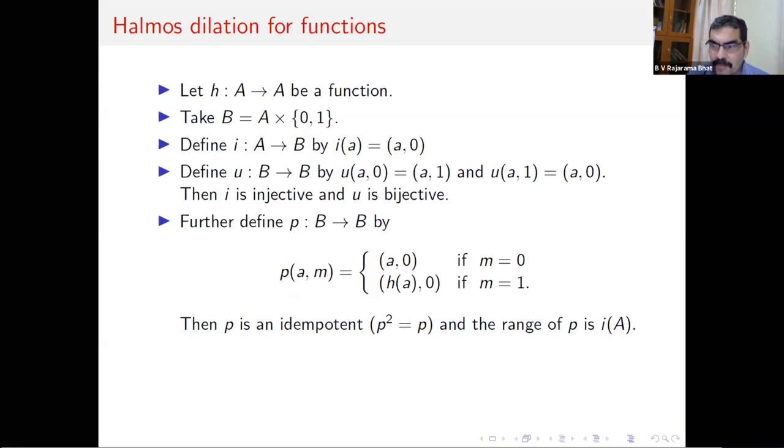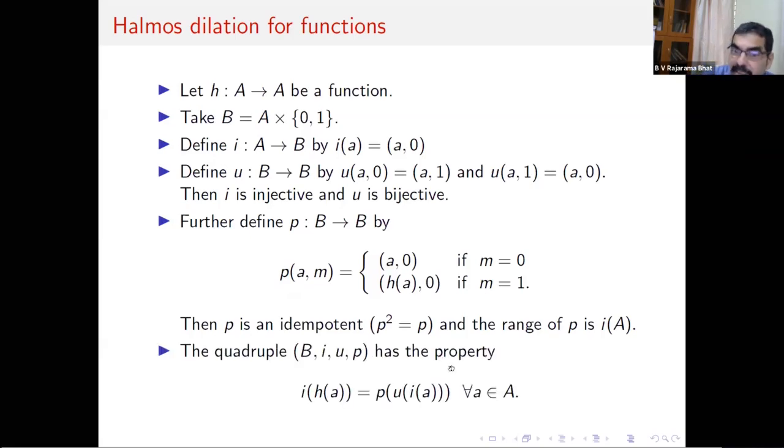Is it okay? Oh well, we need the dilation property, right? So here is the dilation property. You sort of identify A and I of A. So A is embedded as I of A. On that you apply U and compress it back by P. It should give you back H. So this is exactly like the equation we had previously, T as a compression of U. Just the same thing. Now the function H is the compression of this bijection U. Apply I, then U, the bijection, then compress it.